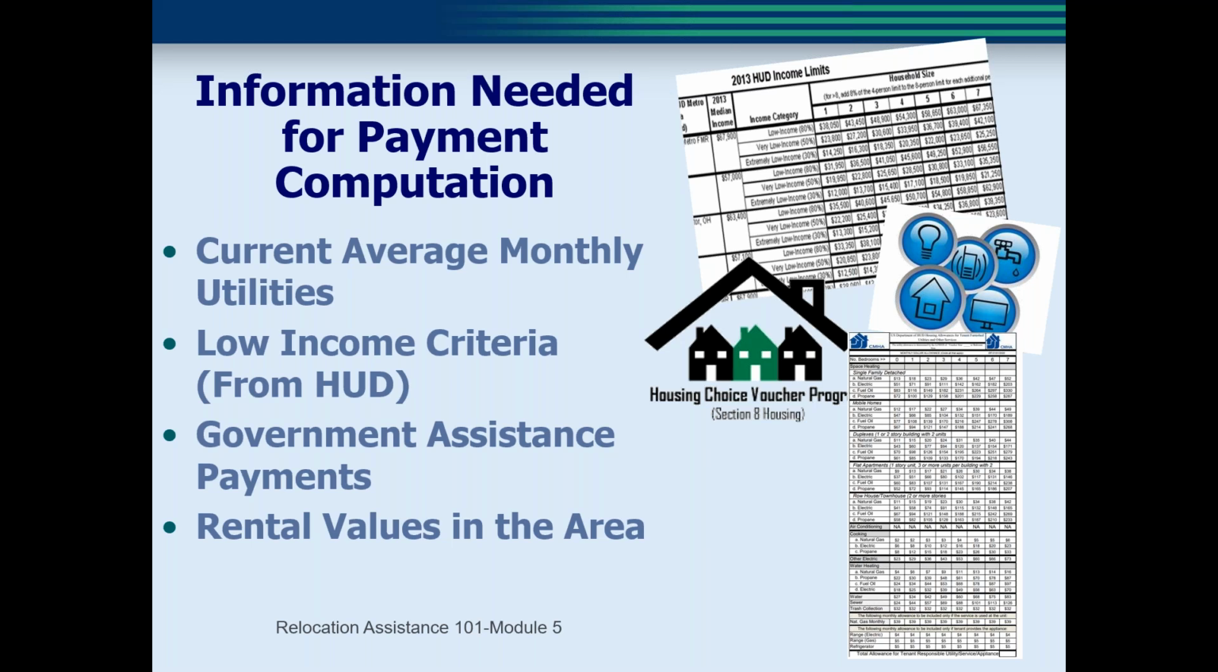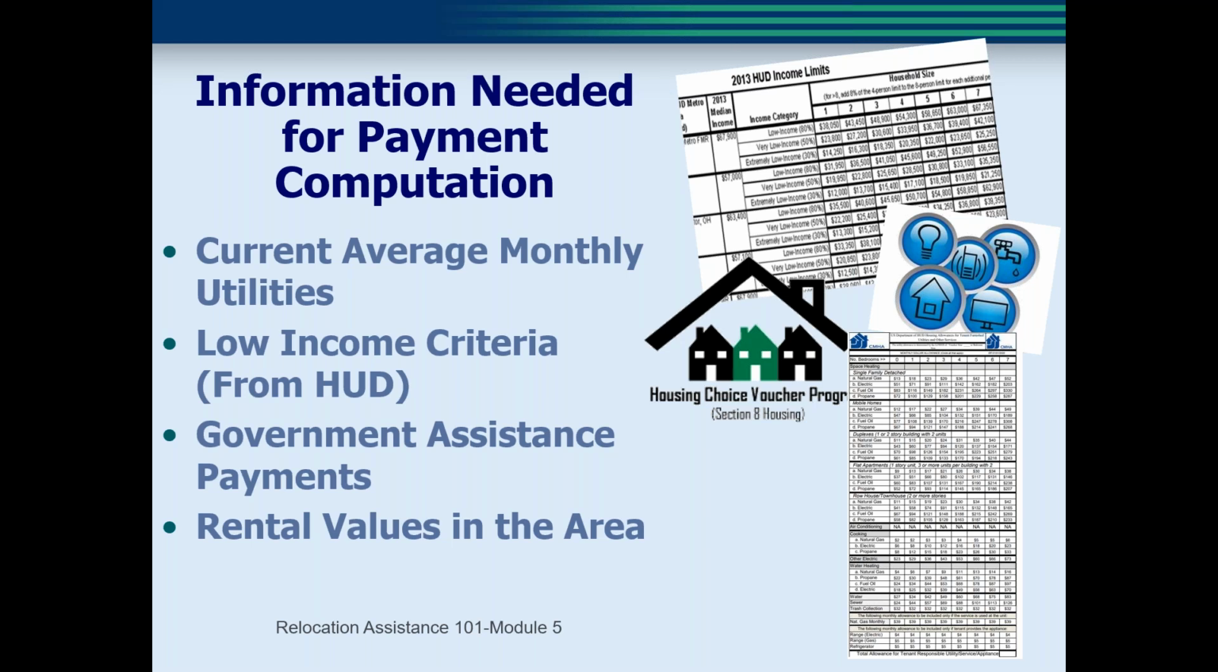So a copy of the utility allowance worksheet was provided to you as a handout. That's what you use for the utilities instead of the actual utility bills. Now, you as an agent will also gather the local income criteria, which can be found on the HUD website. HUD's data is collected and reported for all the counties and the metropolitan areas in Ohio. And a copy of the HUD income limit table was provided to you in the handout.